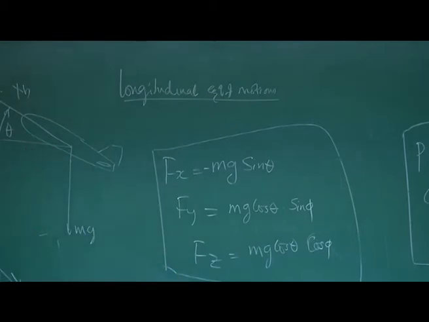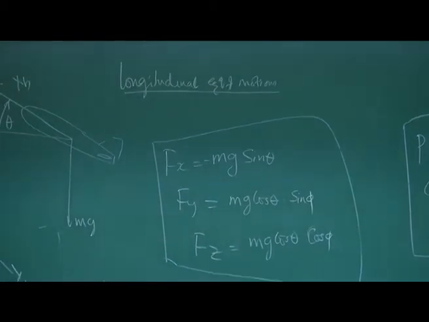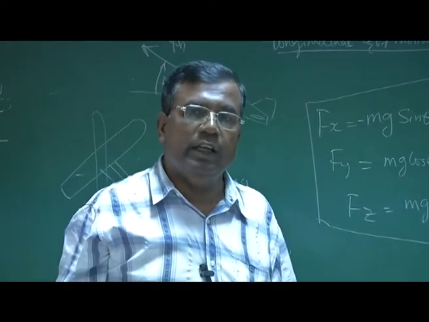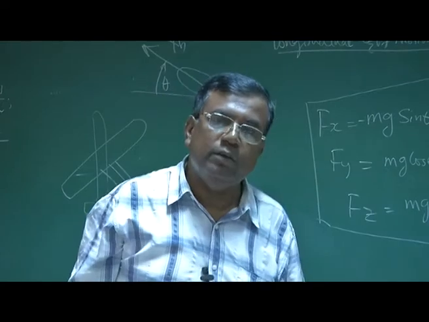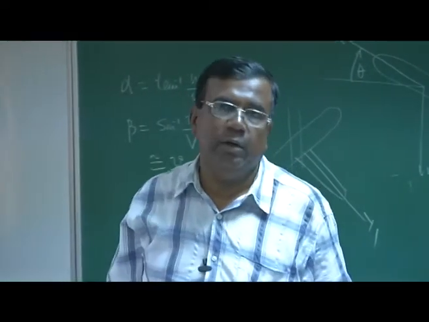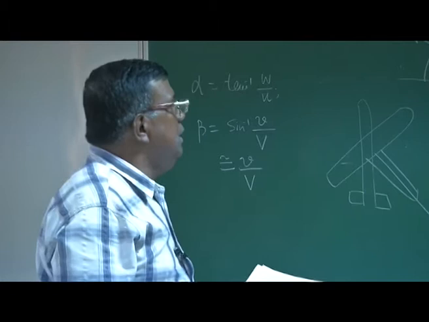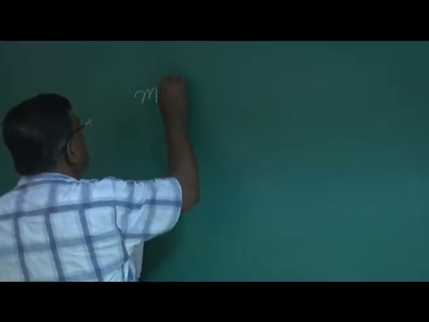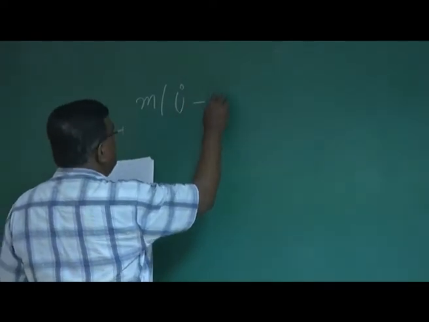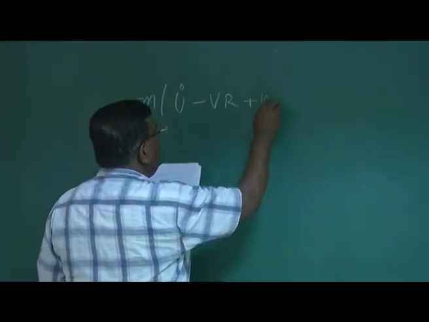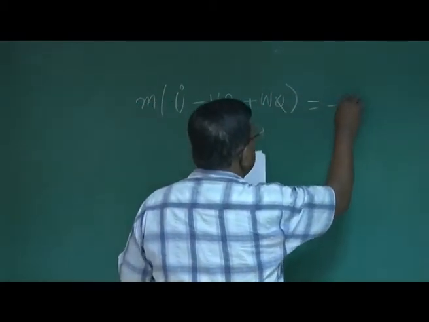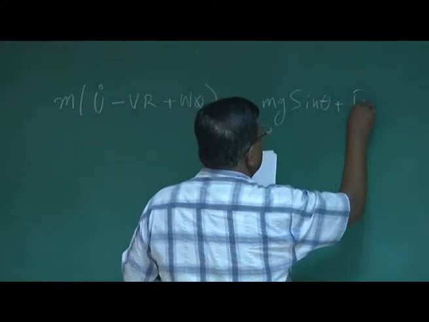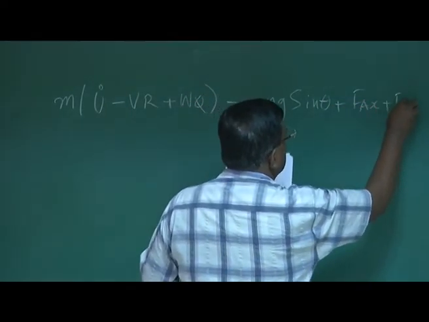As you recall, what we decided is we will develop equations of motion and introduce perturbation, and you will see how the perturbed quantities are varying. Okay? If they are coming back to 0, we will say this is dynamically stable. Okay? So that sort of approach we will be taking. We will play around with this equation to develop a feel. Let us see: m times u dot minus Vr plus Wq equals minus mg sine theta plus Fax plus Ftx.